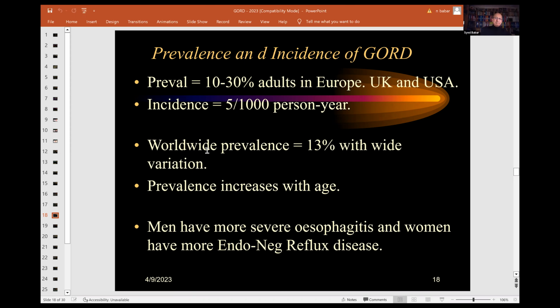Internationally, where there is a stress of poverty, lack of vitamins and appropriate diet, insufficient diet, more infections, the worldwide prevalence is 13%. The prevalence of GORD increases with age. So the thing to remember in this is men have more severe esophagitis and women have more endoscopically negative symptomatic reflux disease.